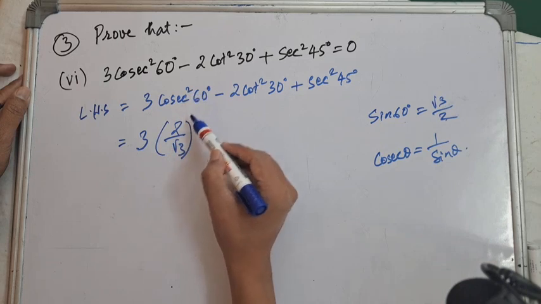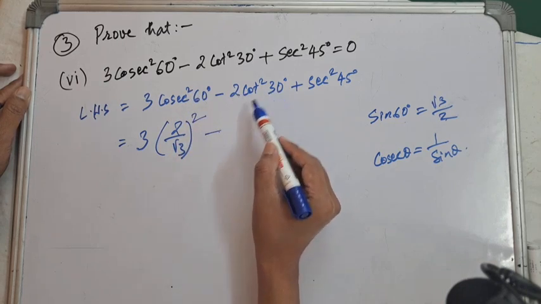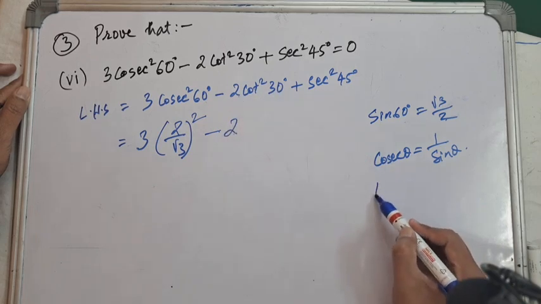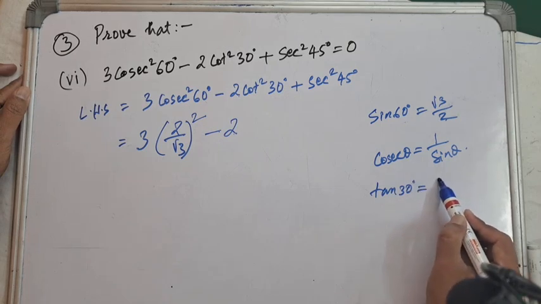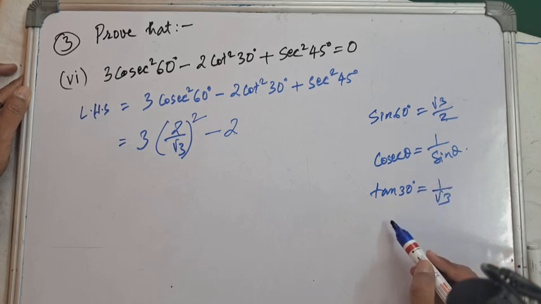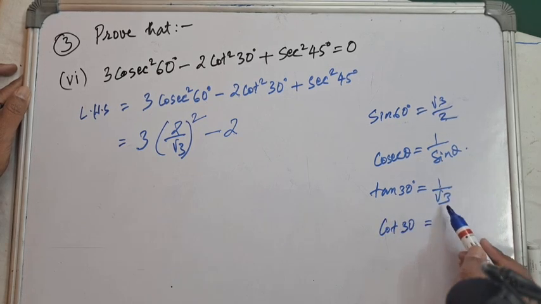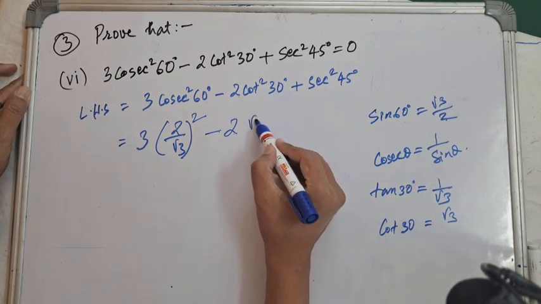We have a square here, so let's put this square, minus 2 cot square 30. So 2 we write here, this 2 cot 30. We know the value of tan 30. Tan 30 degree equal to 1 upon root 3, isn't it? Tan 30 is 1 upon root 3. So cot 30 is the opposite of tan 30. Cot 30 means root 3 upon 1, that is root 3. Okay, cot 30 is root 3.